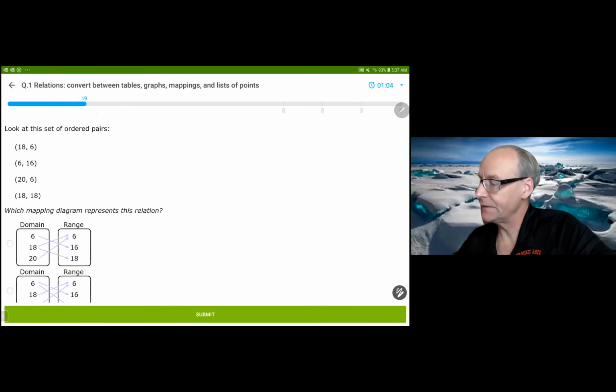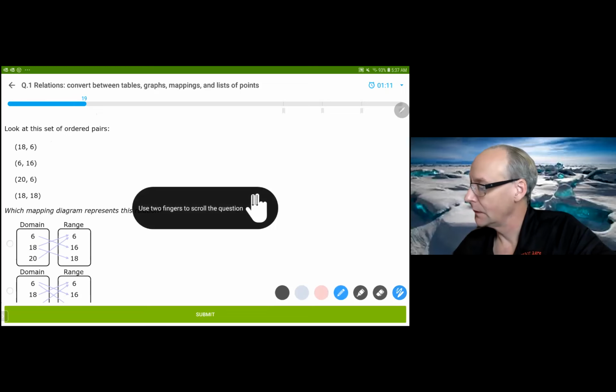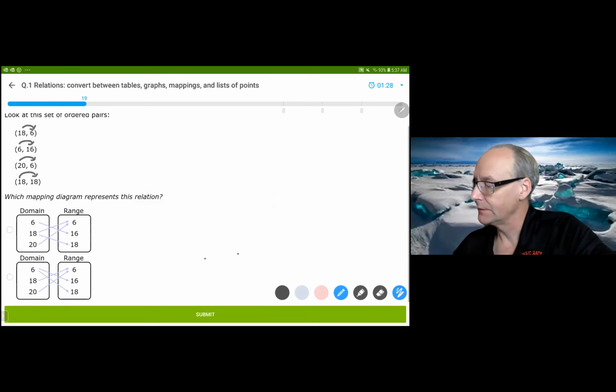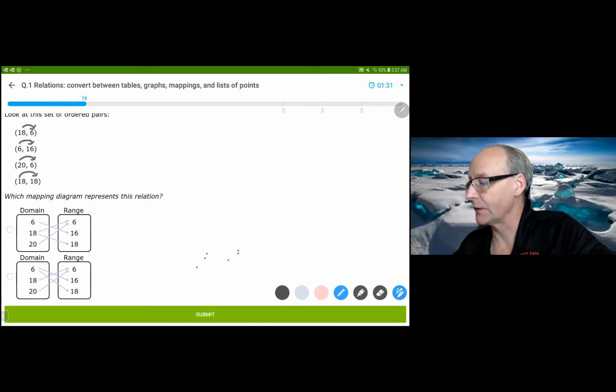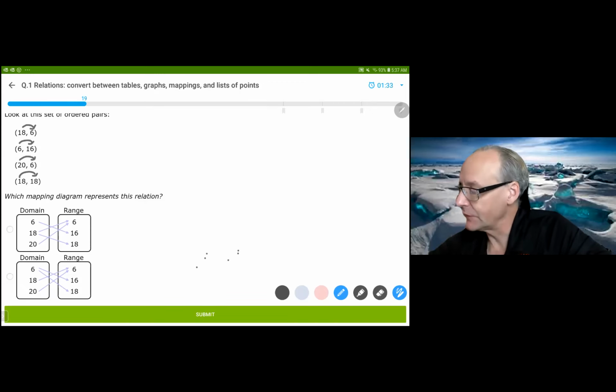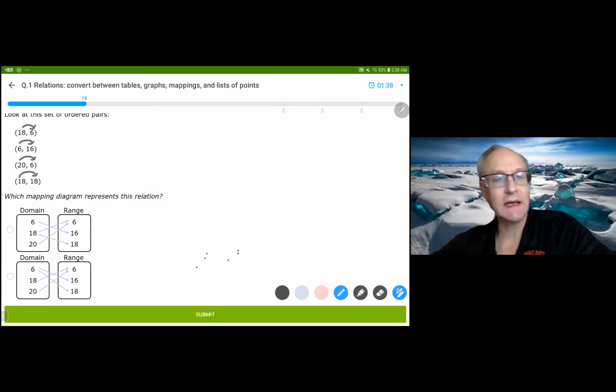Okay, now this is a mapping, and what they're saying is that 18 goes to 6. 18 goes to 6, and 6 goes to 16. 20 also goes to 6, and 18 goes to 18. So we have to make sure that those arrows match with the ones that we see there. Oh, it only gives us two choices. Okay, so we have 18 going to 6, and we also have 20 going to 6. We have 18 also going to 18.